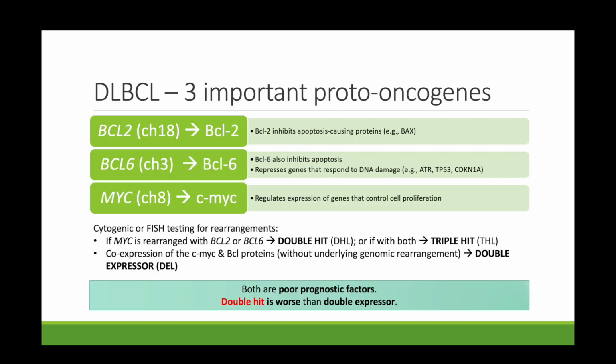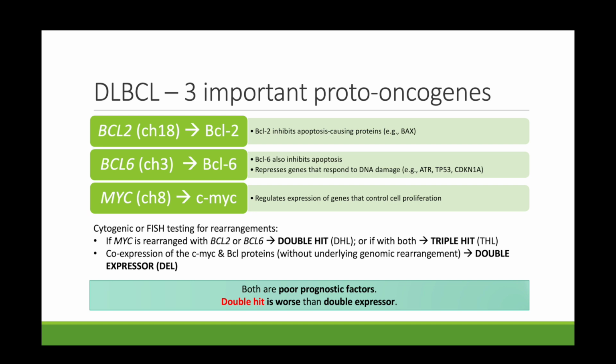The other thing that's really important to know for DLBCL is three proto-oncogenes that we test for using cytogenetic testing or FISH testing, looking for particular rearrangements. So all of these proto-oncogenes that we are about to discuss are involved in regulating cell proliferation, right? Because cancer is just uninhibited cell division. And so all of these proteins in some way, shape, or form regulate cell proliferation. So these genes are BCL2, BCL6, and MYC.